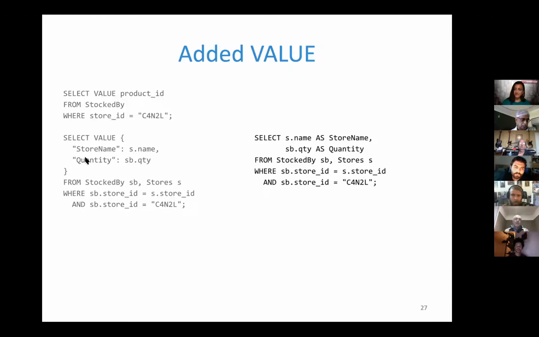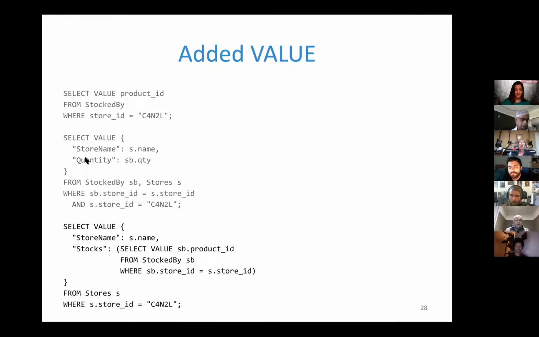Okay, another interesting thing that you can do here, and that what we're using it for, is to create nested structures. So in this example, again, we're working with the stocked by and the stores datasets. However, what we're trying to do right now is that for a store, we want to get all the product IDs that are stocked by the store. What we want is to get those product IDs as an array, basically as a nested collection in the system.